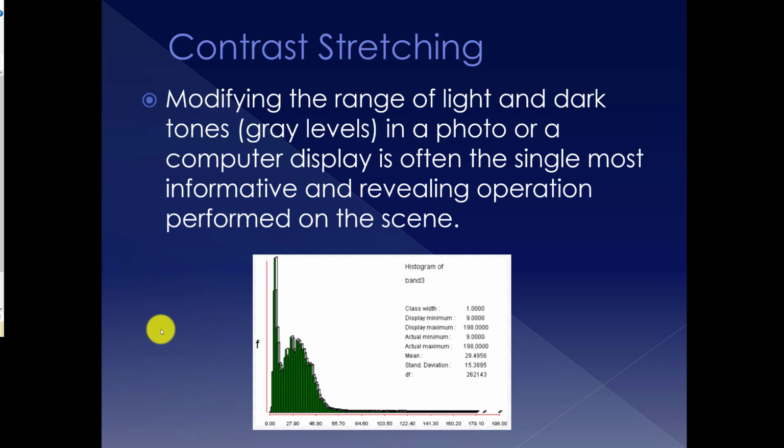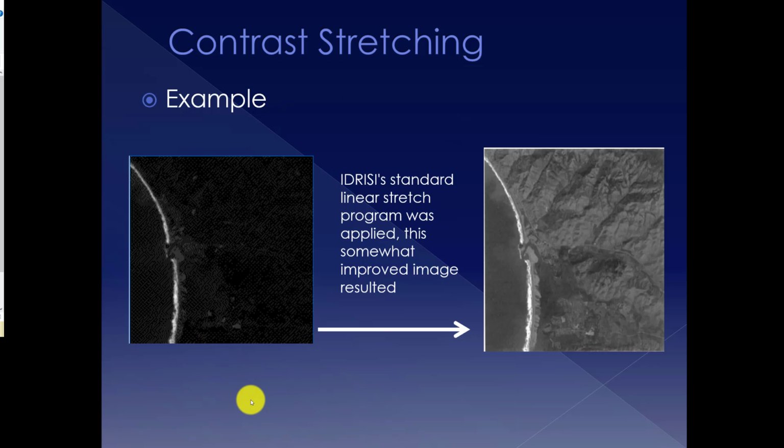So with contrast stretching, what we want to do is modify the range of light and dark tones or gray levels. And you can do this in a photograph or a computer display, and we're doing it with satellite data or rasters. And it is the single most informative and revealing operation performed on a scene. So just a review here. Here's our histogram, again, of what is available in that band that we're considering.